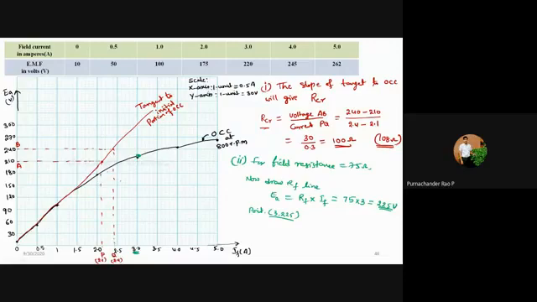So I will join this with the origin, as the RF line is a straight line passing through the origin. You have to draw the line which passes through the origin and crosses this point. You'll get the line OP, and the line OP is nothing but the RF line. It is crossing your open circuit characteristics at this point.